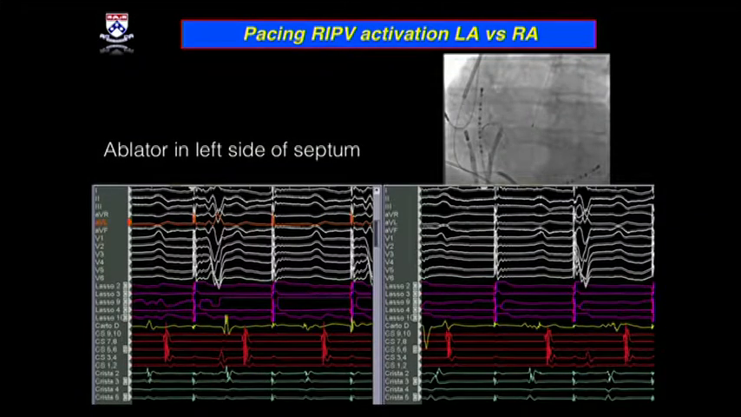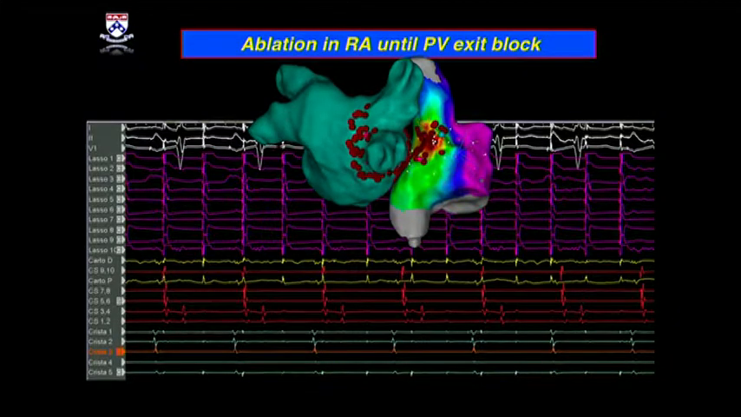Entry and exit, clearly proven. So essentially, we are showing the same here. Let me skip over this. And here we see ablation in the posterior aspect based on activation. It has to be based on activation.